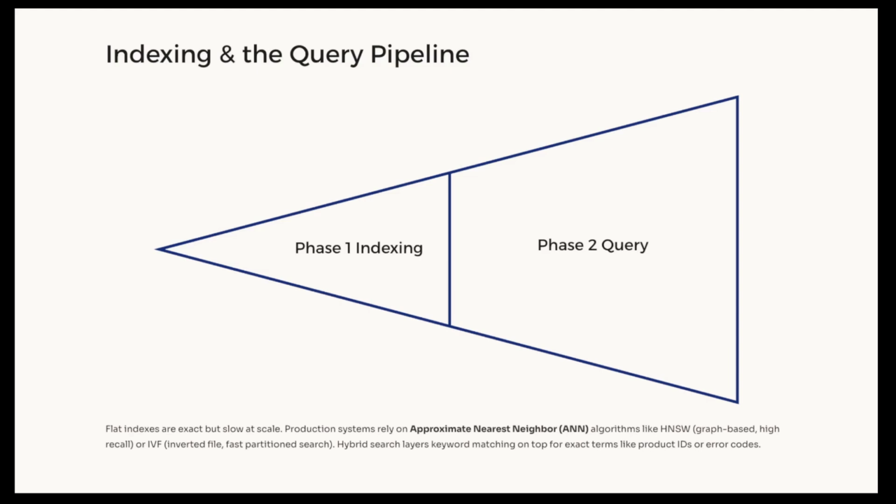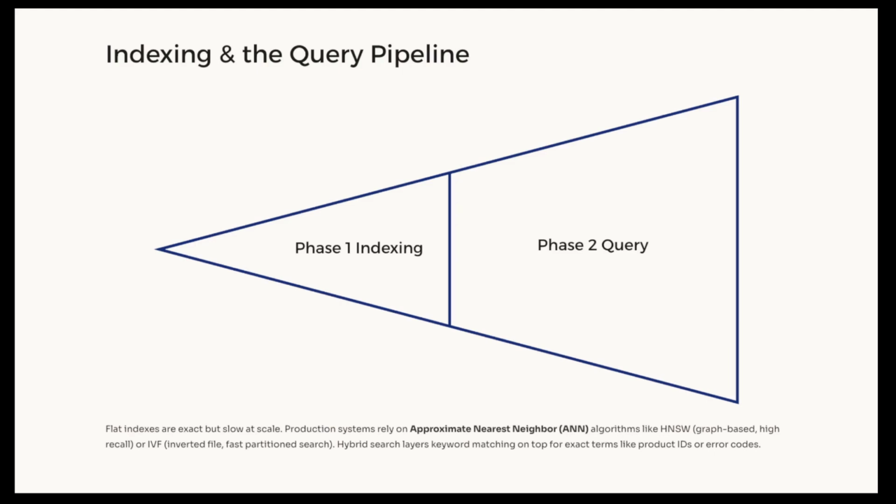At query time, the pipeline usually looks like this. The user sends a query. The system converts the query into an embedding. Then it searches the vector database. Then it applies metadata filters. Then it retrieves the top K results. Optionally, it re-ranks the results. Finally, it returns the results.